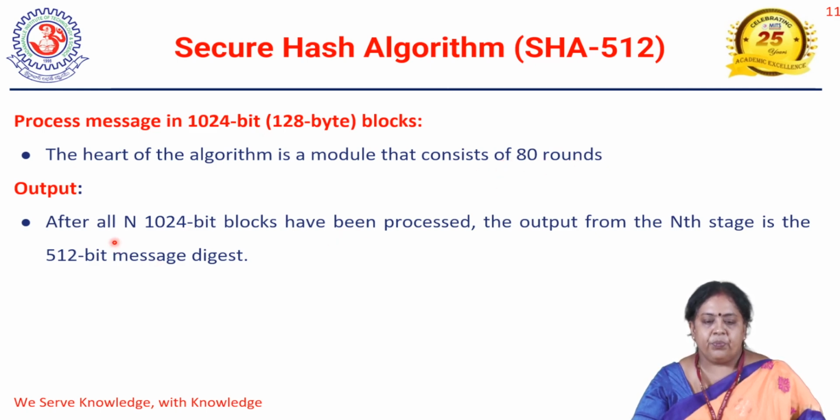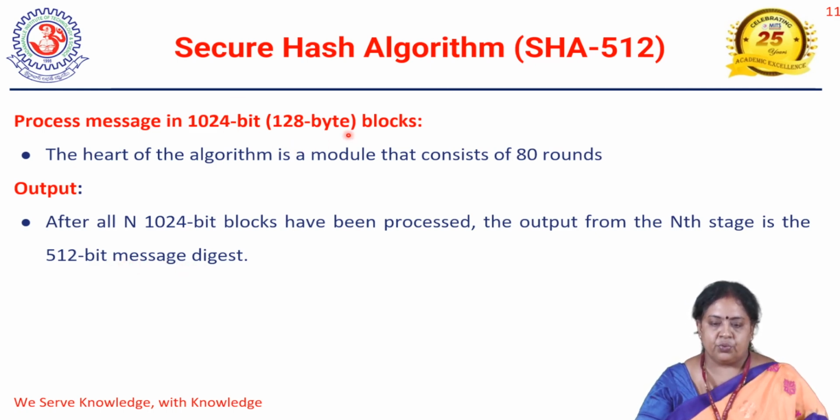Okay. After processing all n 1024-bit blocks, we get the output in the nth stage. The output of the nth stage will be the final output, that is the hash value, the 512-bit hash code, or we can call it the message digest, that we will show in the diagram.